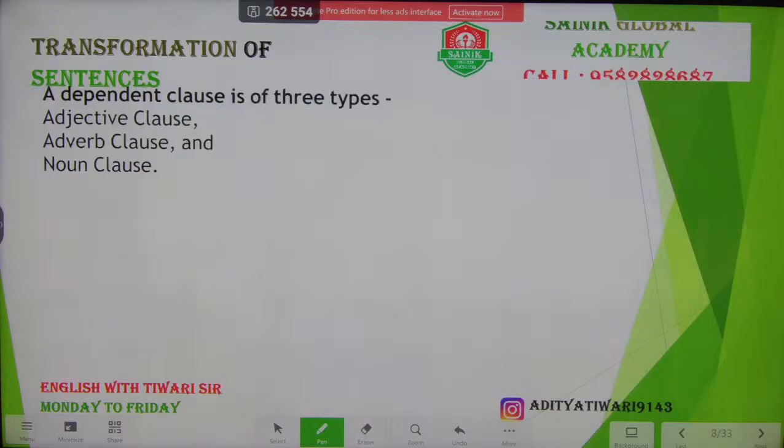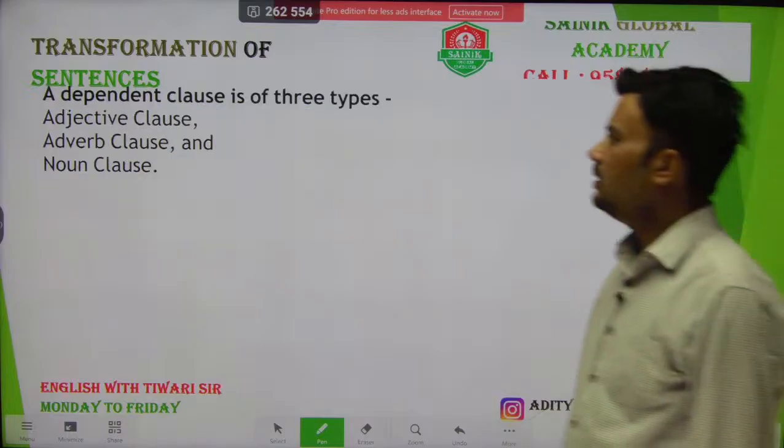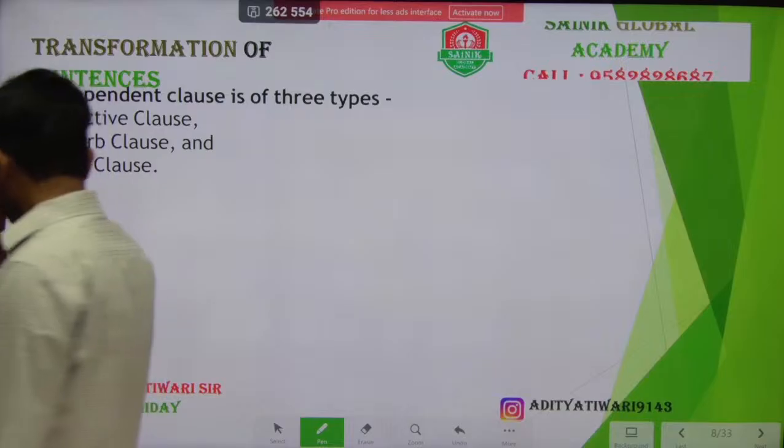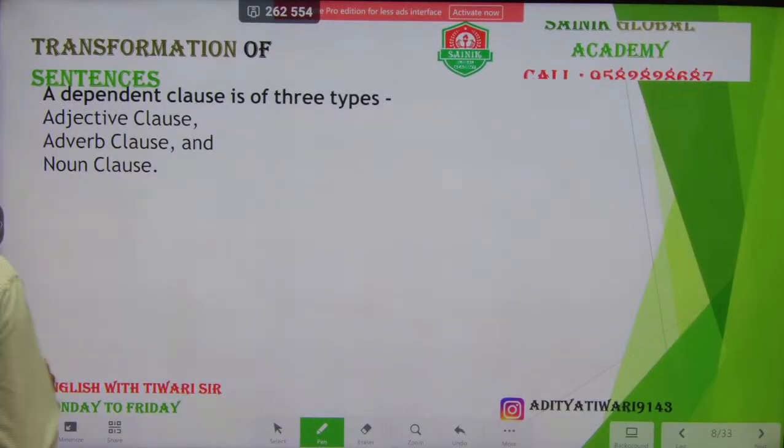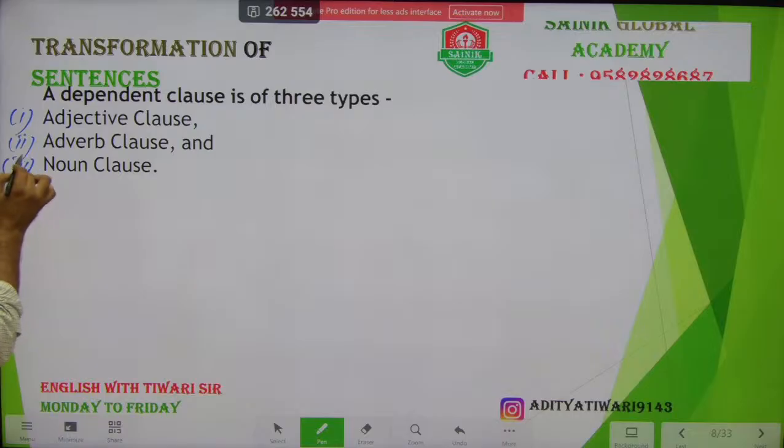Okay, see some more examples. A dependent clause is of three types, means if we study dependent clause then generally beta it is of three types. The first one is adjective clause, the second one is adverb clause and the third one is noun clause.